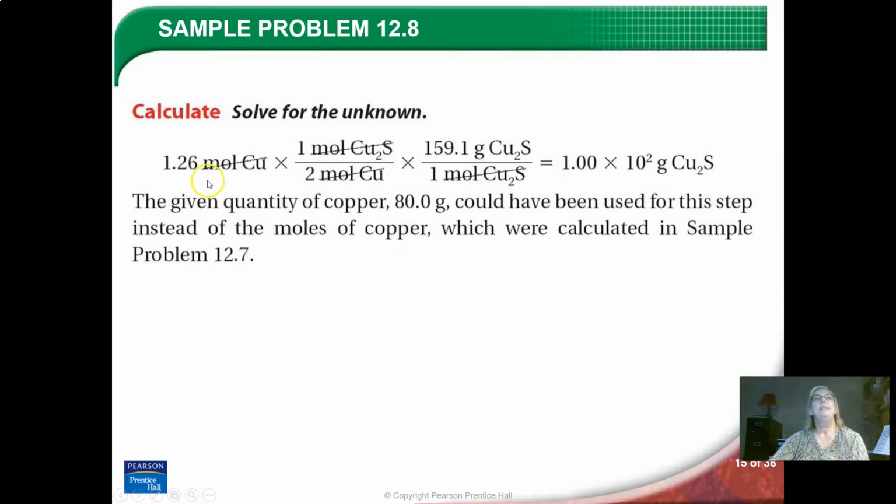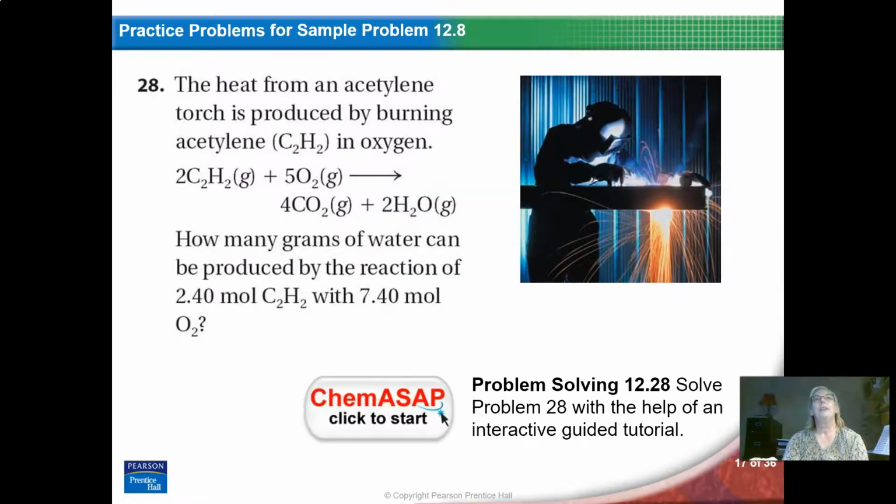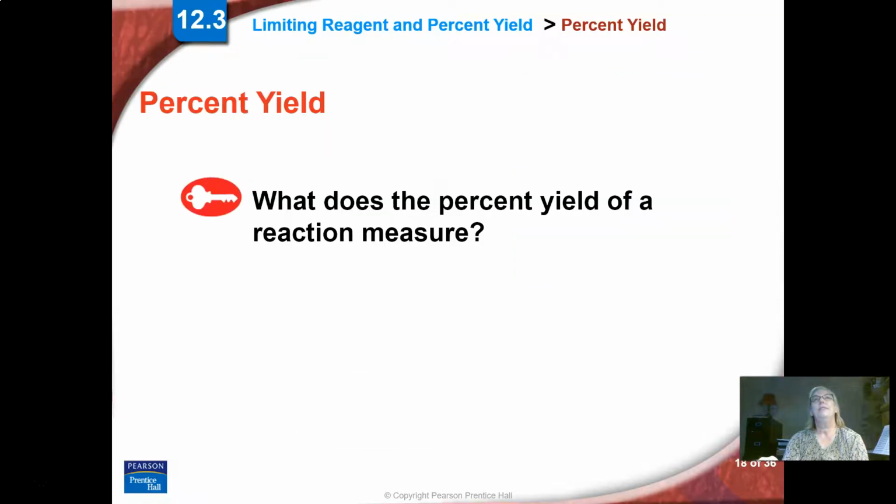So this is my limiting. So this is the one that's limiting me from how much product I can make. I'm doing the mole ratio from the balanced equation. I'm using molar mass, and it's telling me how many grams I can form. Okay, so that's the maximum amount of product I can make because this is my limiting reagent. So make sure you understand how these work. It's important. Here's another problem for you to try.